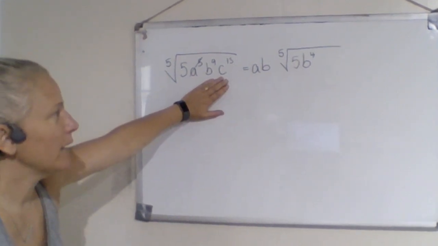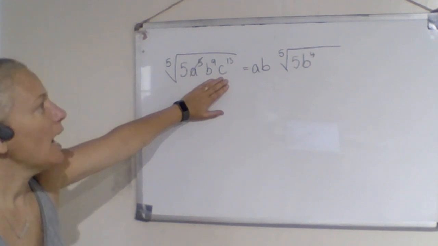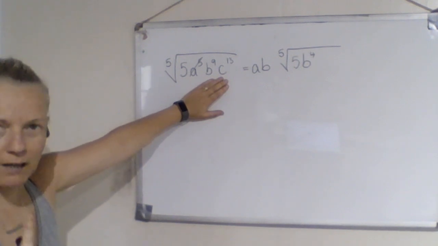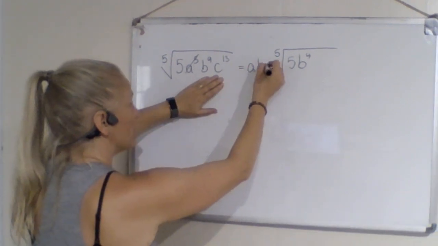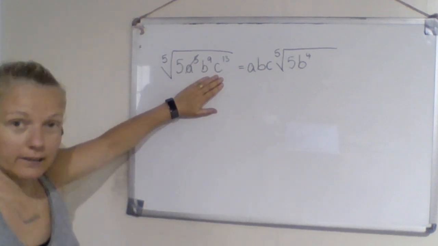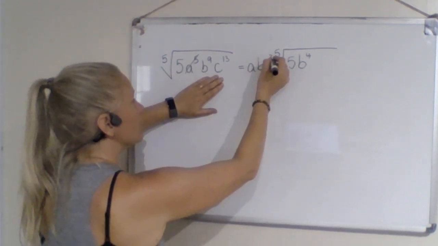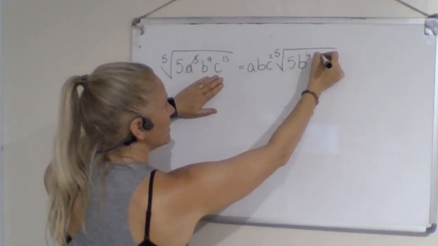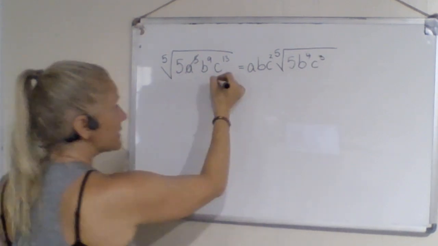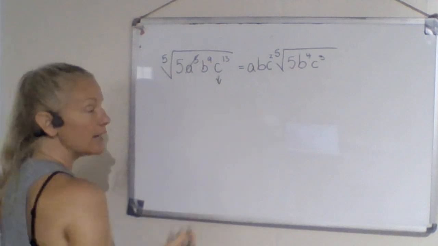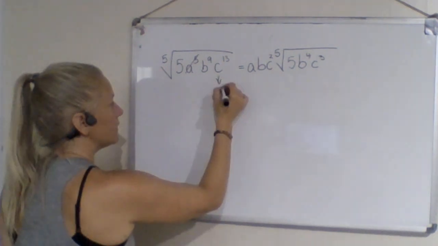How many c's do I have? I have 13. How many do I need to pull 1 out? I need 5. I'm left with 8. Can I pull 1 more out? Yes, I can. I'm left with 3. C to the 3rd. So if you look at this, I need 5 to pull 1 out. I'm left with c to the 8th.